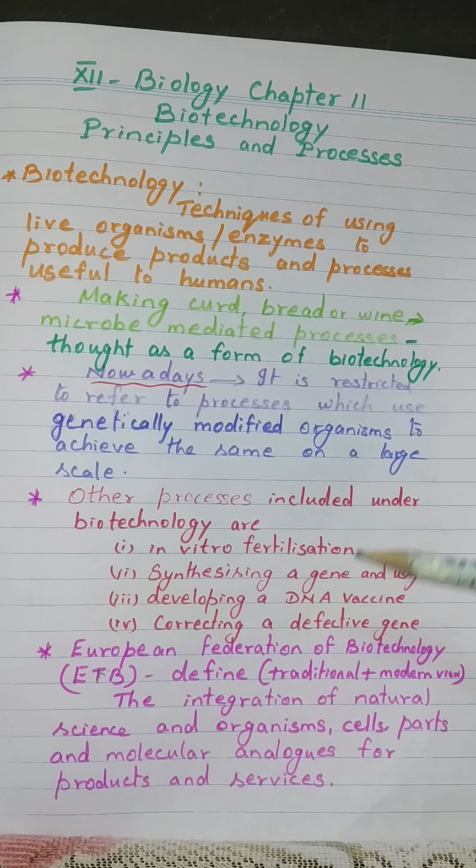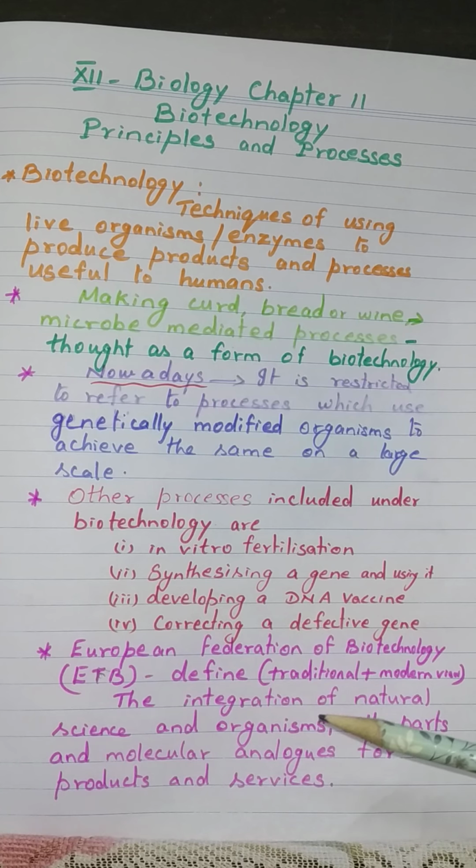Other processes that are included under biotechnology are in vitro fertilization, and nowadays they synthesize a new gene and then use it. That is also a biotechnological process. Then developing a DNA vaccine and correcting a defective gene. If any individual is born with a defective gene, it leads to many genetic disorders. Nowadays they correct the defective gene, and that also comes under biotechnology.